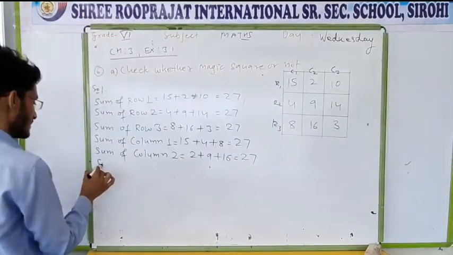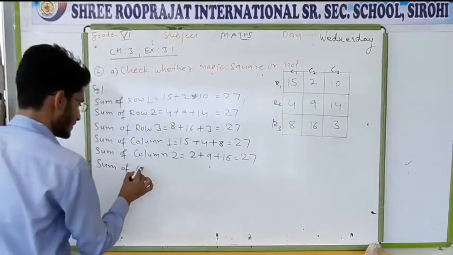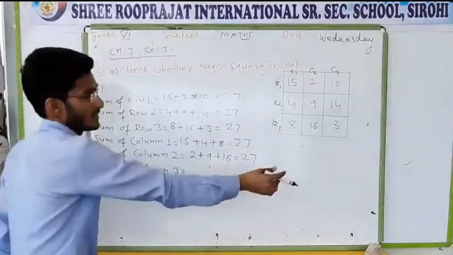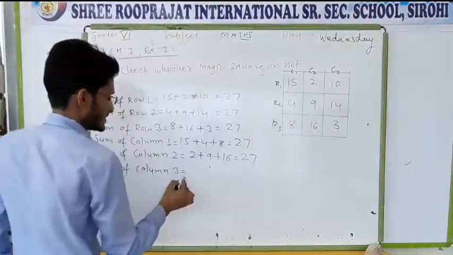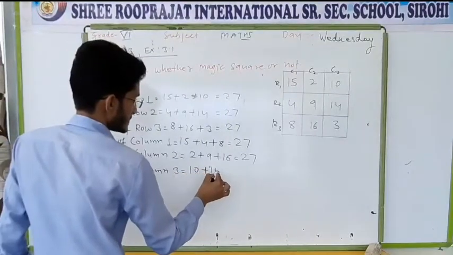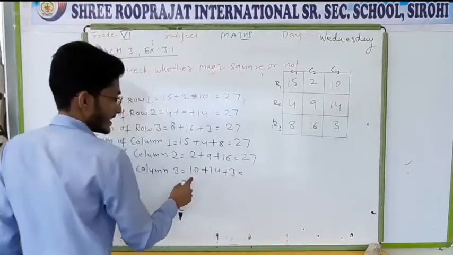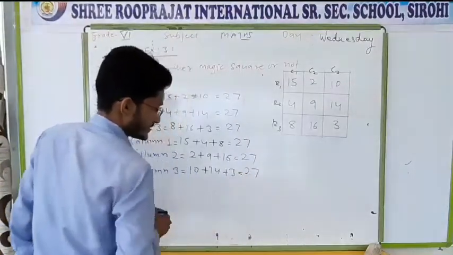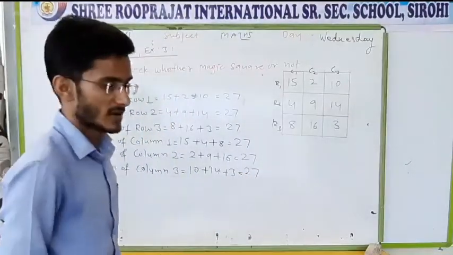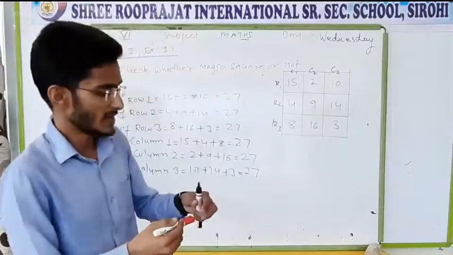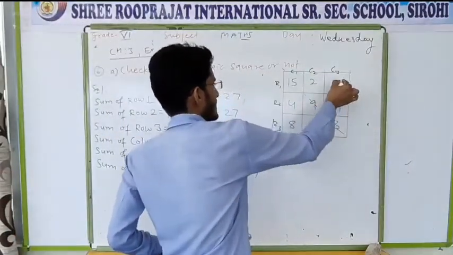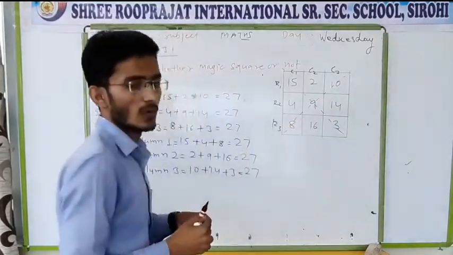Next one, the sum of column 3, the last one: 10 plus 14 plus 3. 10 plus 14 is 24 and 24 plus 3 is 27. Now rows and columns are done. Now we have to sum diagonally. That means like this: diagonal number 1 and diagonal number 2.